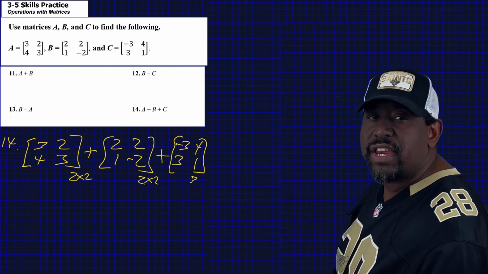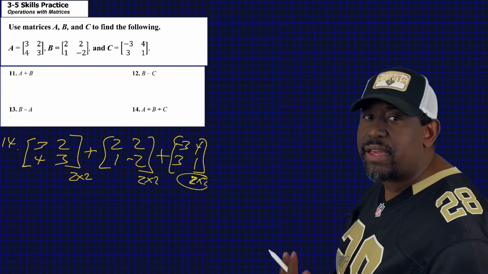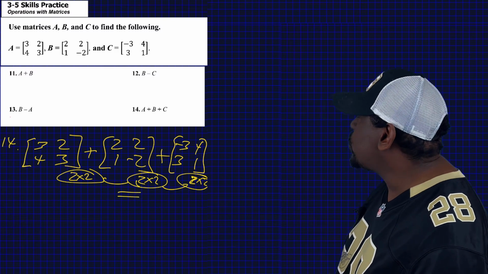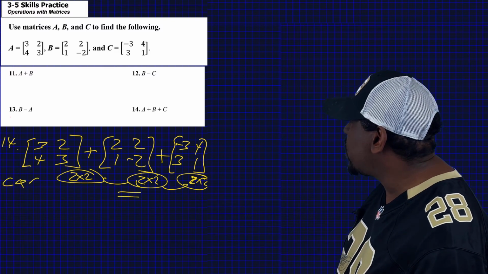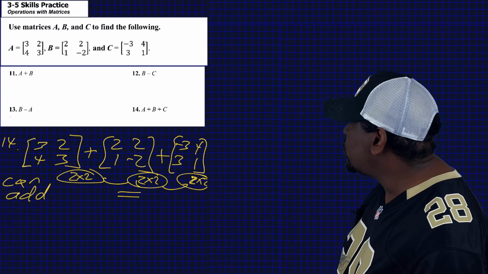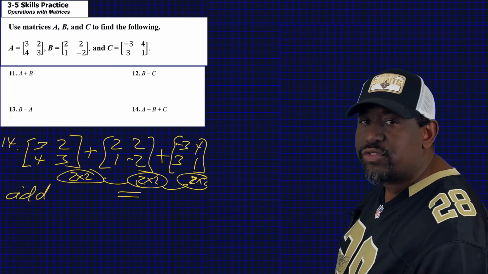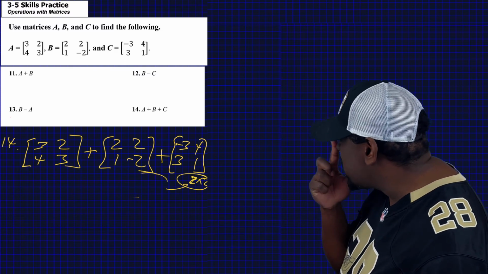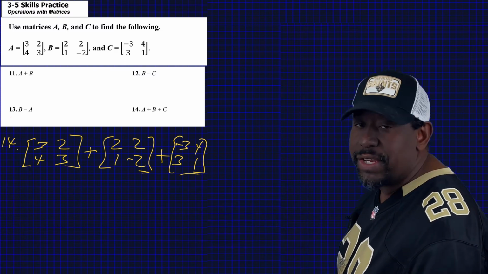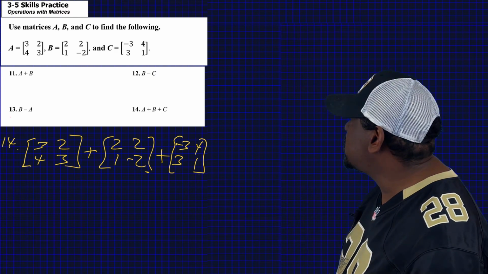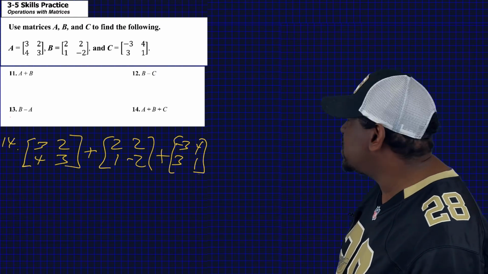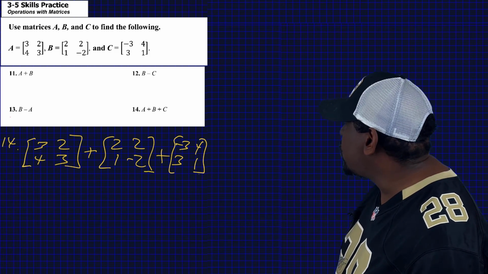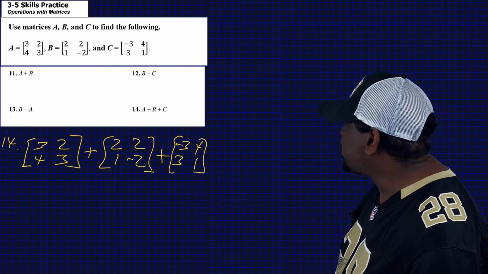So again, we have to check in order to add all three. It's the same rules as 2. You need to make sure the dimensions are the same. All three dimensions are 2 by 2, so that works. So now we're able to add all three entries. So instead of adding 2, we can add 3 of the corresponding entries in one big matrix. Because addition is commutative, it doesn't change anything to add 3 as opposed to 2. So that's what we're going to do.